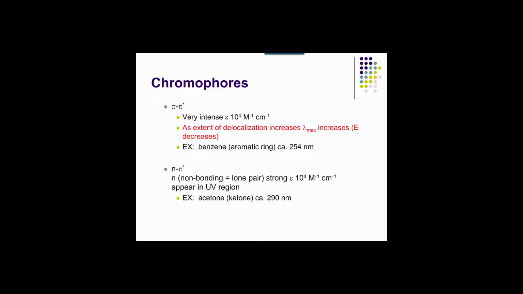The first two classes of chromophores we'll look at are the pi-pi star chromophores and the n-pi star chromophores. The highest occupied molecular orbital in a pi-pi star transition is a pi orbital, and the lowest unoccupied molecular orbital is an antibonding pi orbital. The molar absorptivity associated with these transitions is very high, circa 10 to the fourth per molar per centimeter. And you typically see these transitions in the UV spectral range.